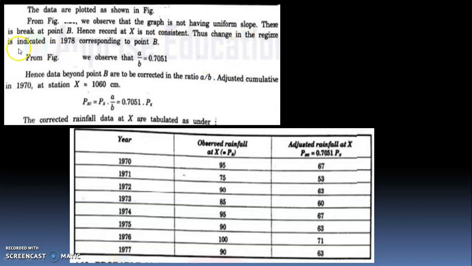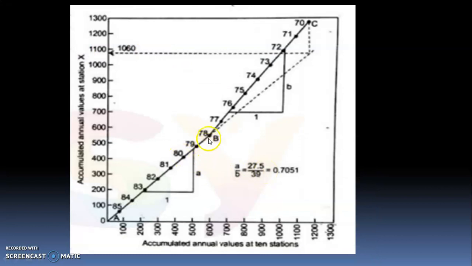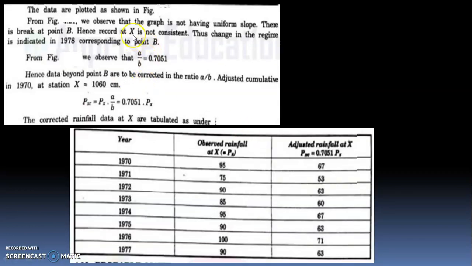Thus change in the regime is indicated in 1978 corresponding to point B. So you can see here at this point there is a change, that is year 78. Okay, so this point is for 78. So there is a change, so that you have to note down.